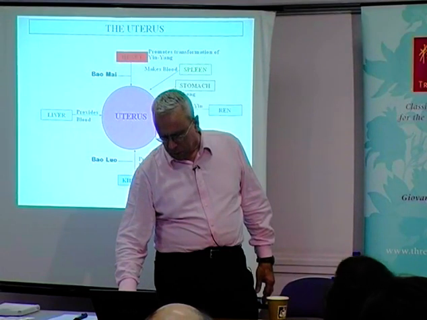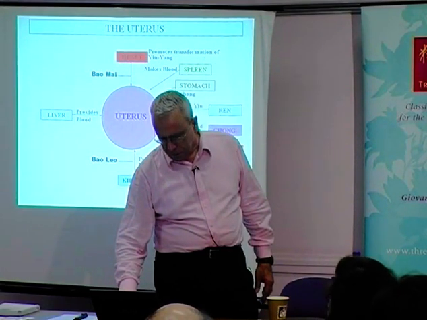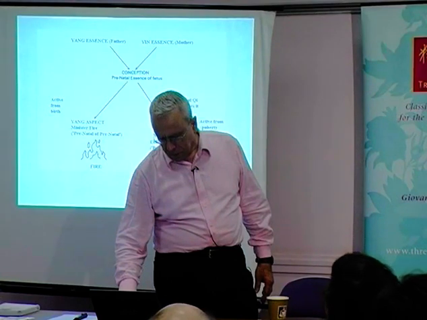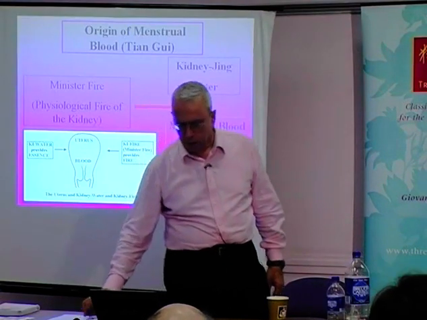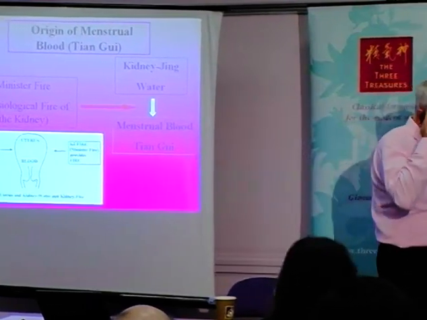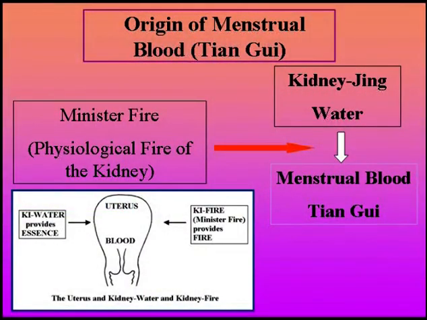The origin of tiangui. So tiangui comes from kidney water, kidney jing, the water of the kidneys. But it does need the fire of the minister fire for that transformation to happen. So menstrual blood, tiangui, is a transformation of kidney jing, of the water of the kidneys. And that transformation needs the fire of the kidneys, the minister fire, the physiological fire of the kidneys.